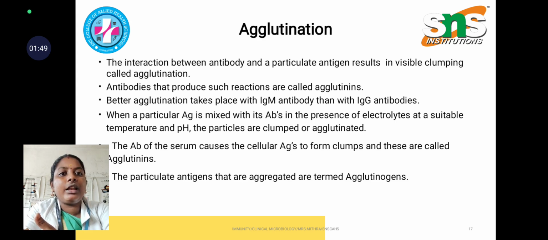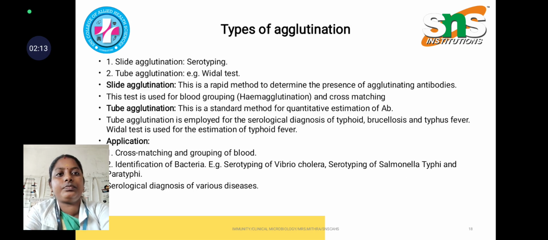When a particular antigen is mixed with particular antibodies in the presence of electrolytes at suitable temperature and pH, the particles are clumped or agglutinated to one another. The antibody of serum which causes the cellular antigens to form the clump is called agglutinin, and the particular antigens that are aggregated are termed agglutinogens.